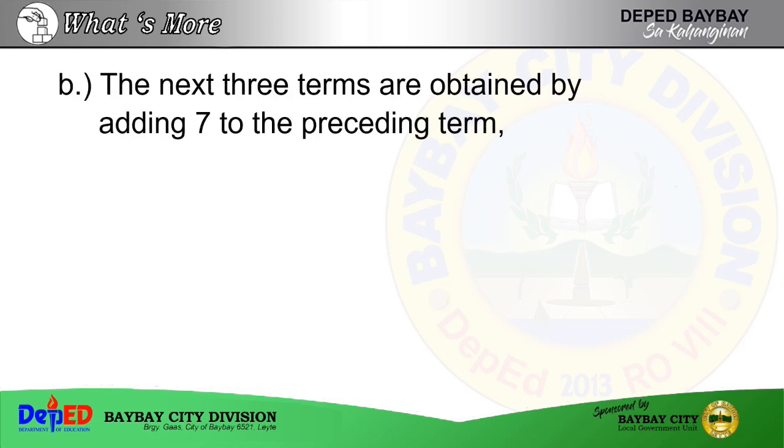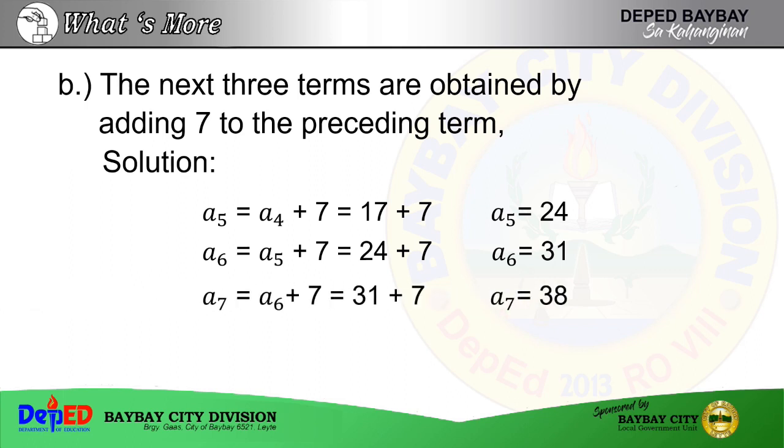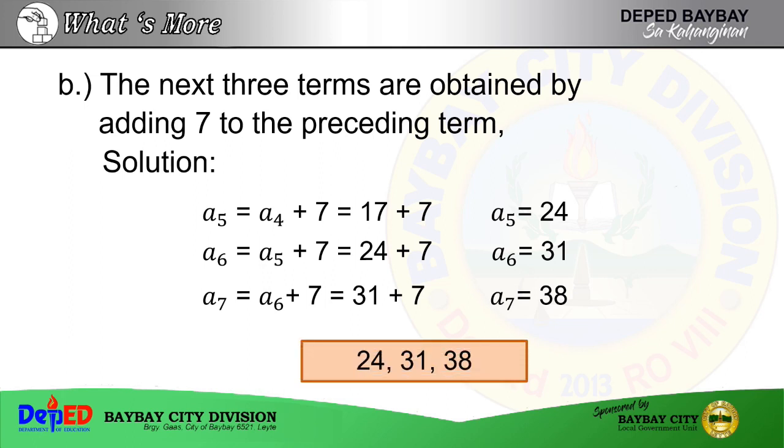The next three terms are obtained by adding 7 to the preceding term. Therefore, a sub 5 is equal to a sub 4 plus 7, which is 17 plus 7. A sub 5 is equal to 24. A sub 6 is equal to a sub 5 plus 7, which is 24 plus 7. A sub 6 is equal to 31. A sub 7 is equal to a sub 6 plus 7, which is 31 plus 7. A sub 7 is equal to 38. So the next three terms are 24, 31, 38.